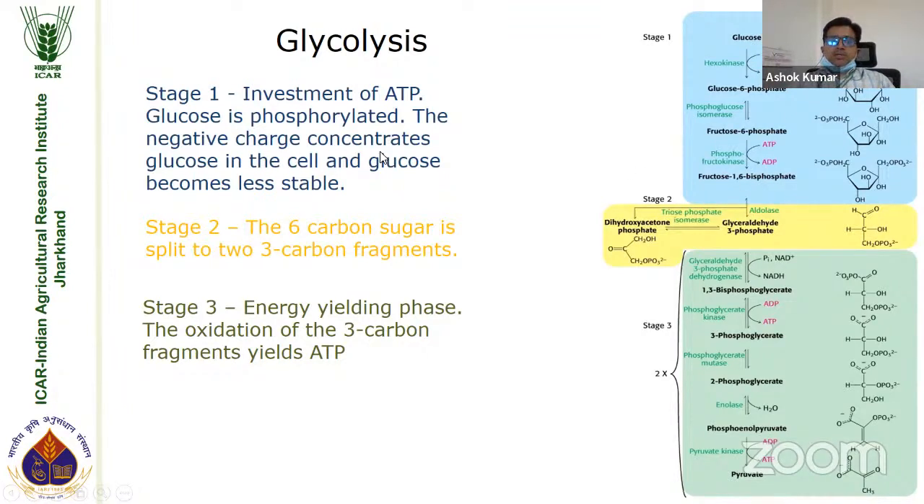So this is called the investment of ATP, where glucose is phosphorylated. Basically, this first stage imparts negative charges and concentrates the glucose into a confined environment. In the second stage, this 6 carbon fructose 1,6 bisphosphate gets hydrolyzed into two 3-carbon intermediates.